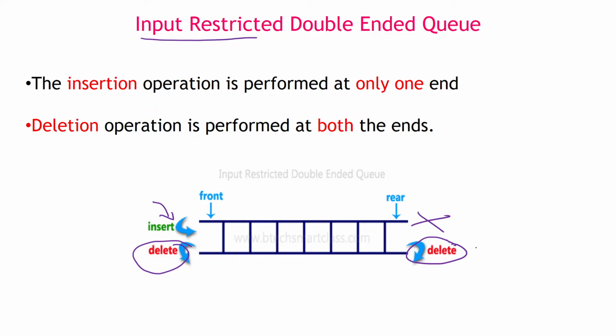So removing is like an output, moving out of the queue. The element is moving out of the double-ended queue. So we can move the data out of the queue at both ends, but insertion is the input. Insertion is considered as input. So input is restricted at only one end. That is called input restricted doubly ended queue.